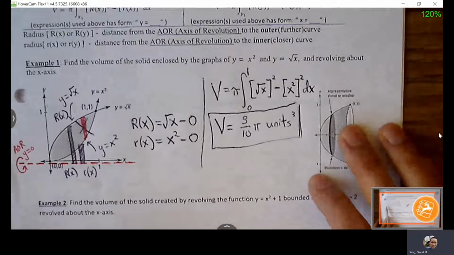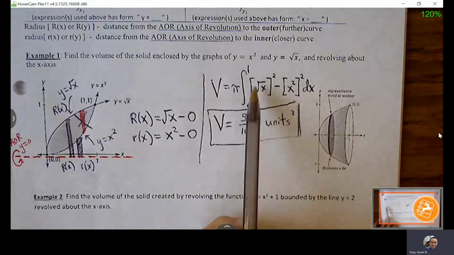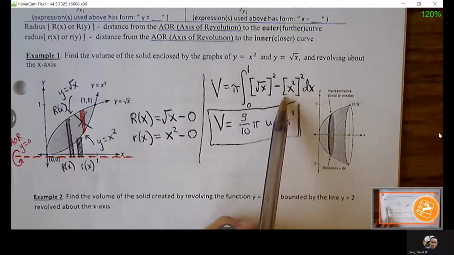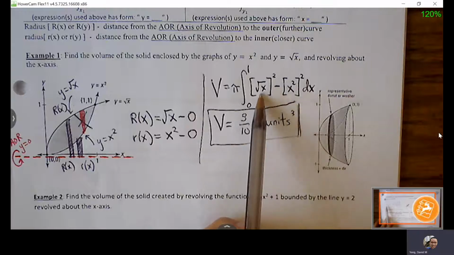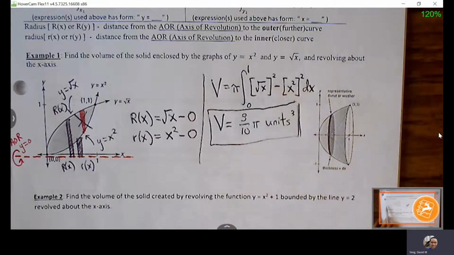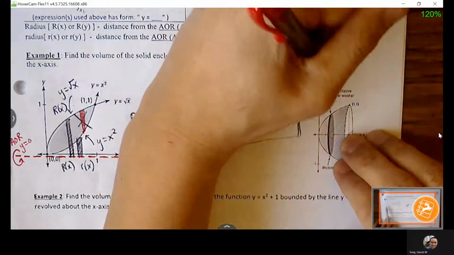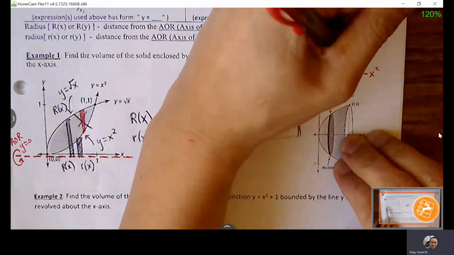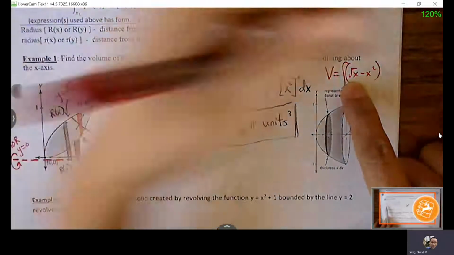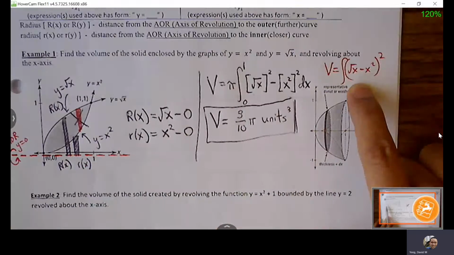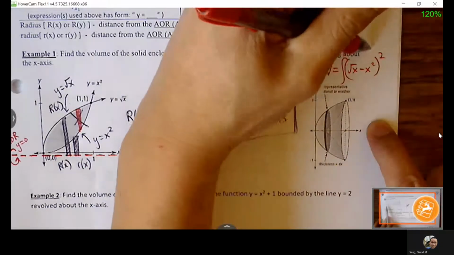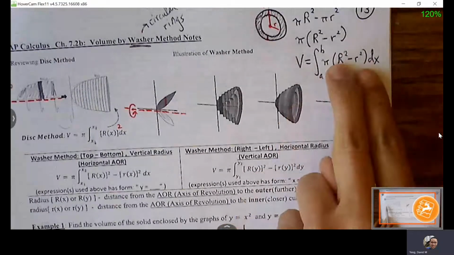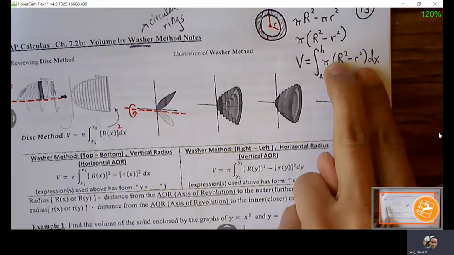Okay. The other issue that I see is writing the volume formula incorrectly. What I mean by that is we have to make sure that we square the radius separately. So we can't do this. We can't say volume is equal to the integral of root x minus x squared. We can't subtract the radii first and then square everything else. That's not the same thing. So I'm going to keep reminding us that in order to follow this formula, we have to square each individual radius separately.